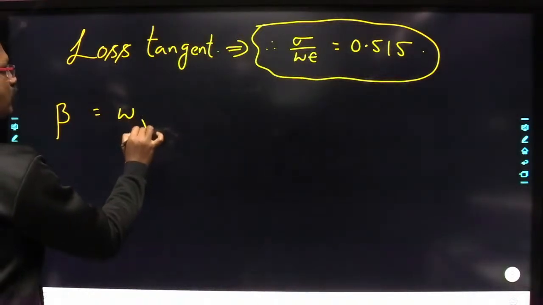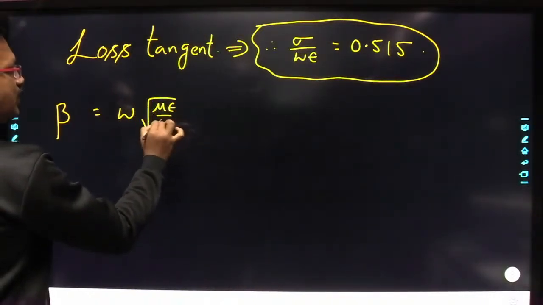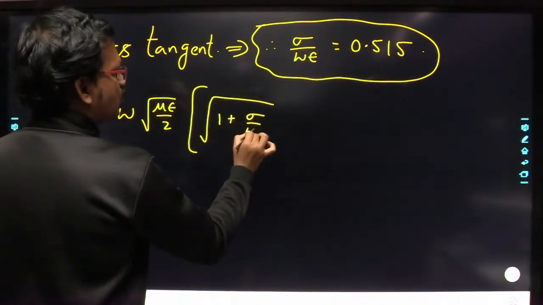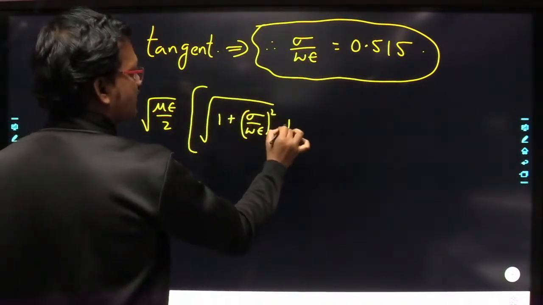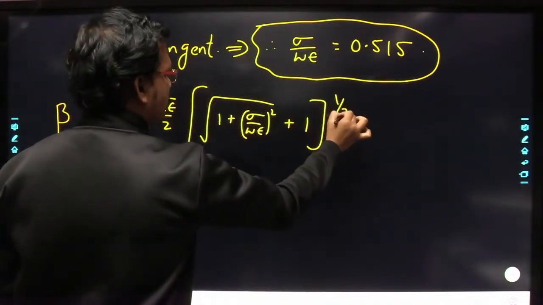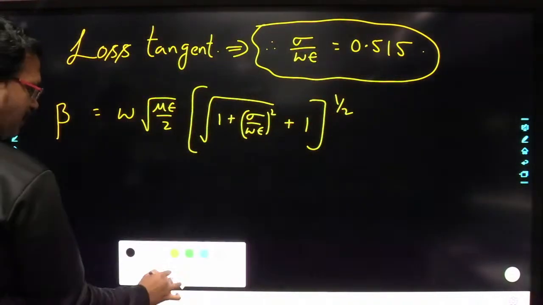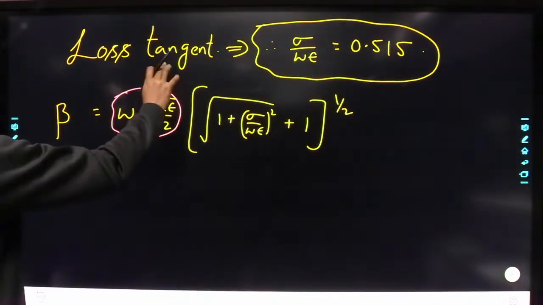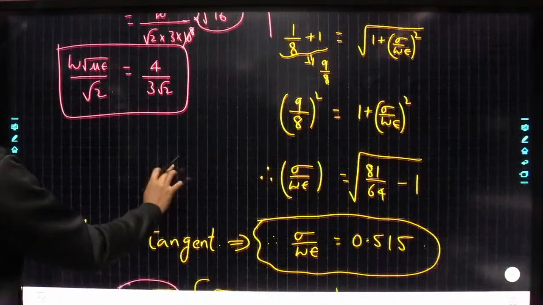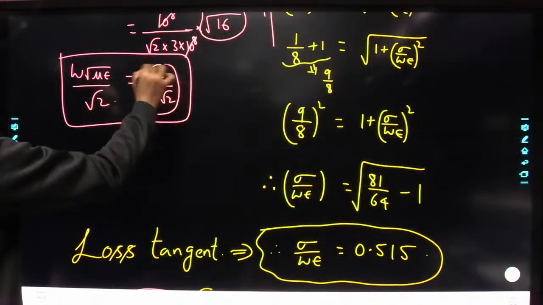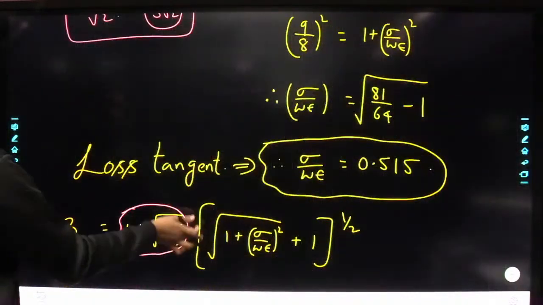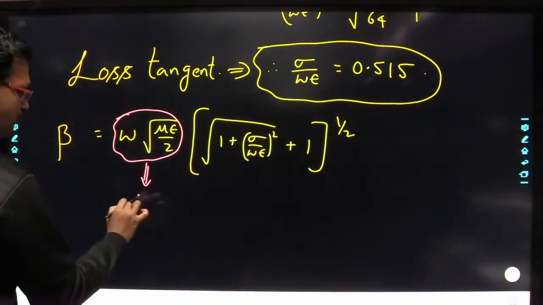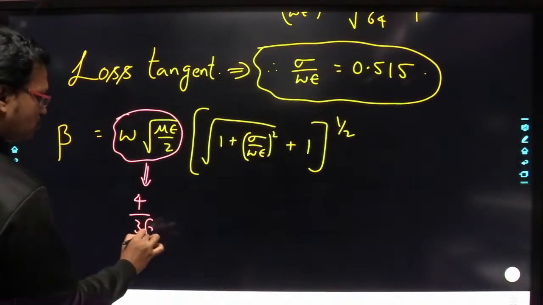Omega into square root of mu epsilon by 2 into what? Square root of (1 plus (sigma by omega epsilon) whole square) plus 1, whole to the power of 1 by 2. Okay, we have already determined this value here, omega into square root of mu epsilon by 2. So what is this value we got here? We got this value as 4 by 3 root 2. Yes or no? So omega into square root of mu epsilon by root 2 is nothing but 4 by 3 root 2.